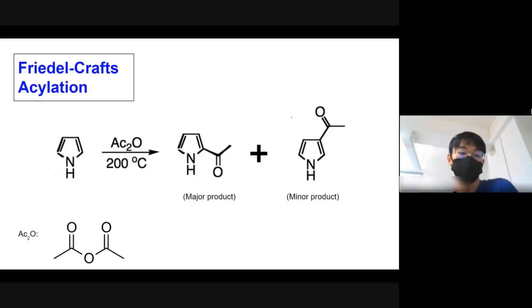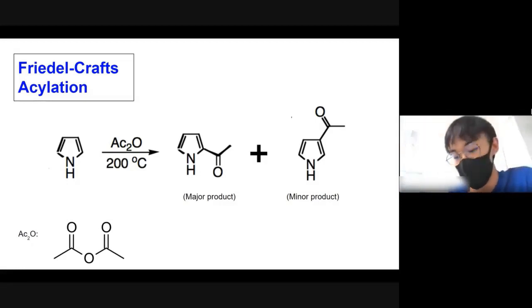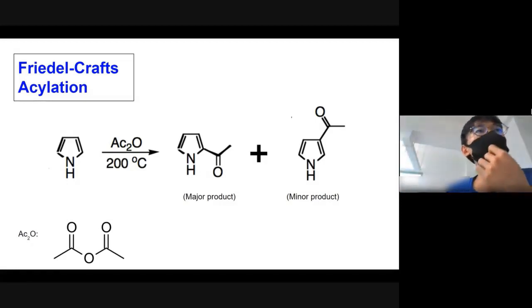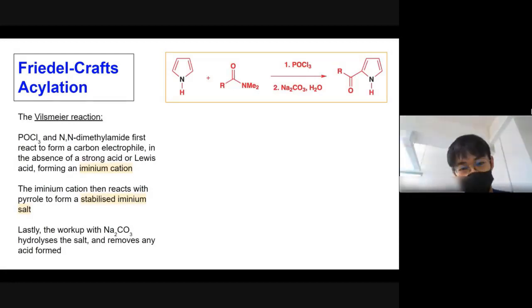So for Friedel-Crafts acylation, it doesn't require very special conditions. It just reacts with Ac2O and heating, right? And so you'll substitute in the 2 and 3 positions. So this is, I think, the most common way to acylate a pyrrole. But there are other ways, and I'll go through one of them. There is this one thing called the Vilsmeier reaction or whatever. I don't know how to pronounce it.